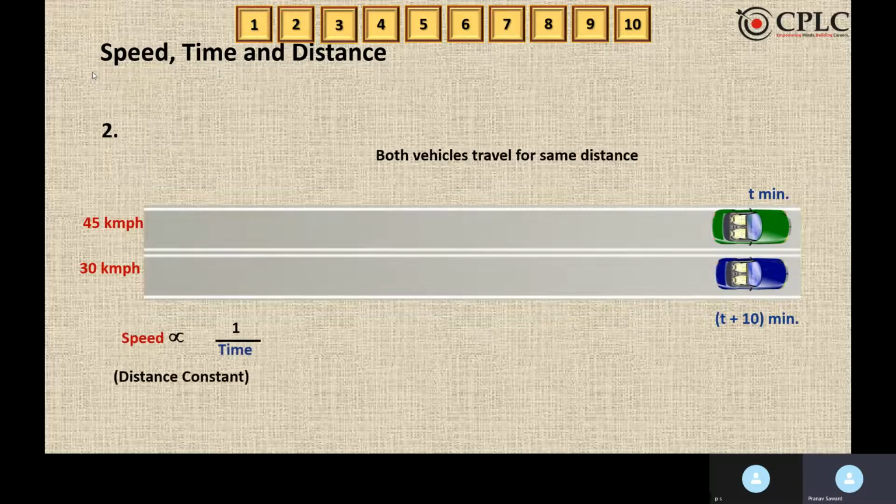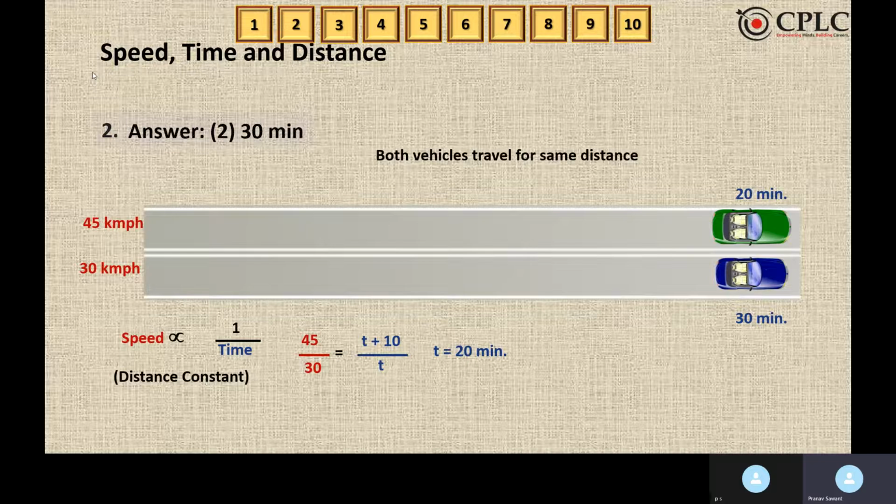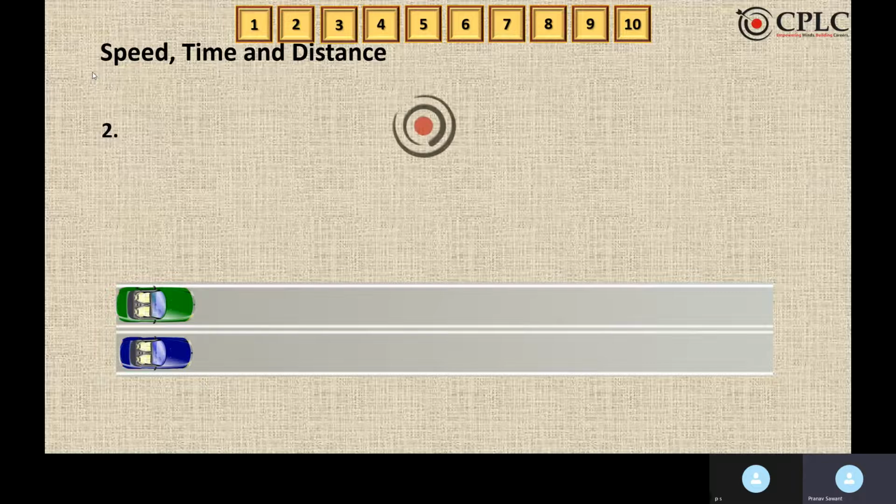Both vehicles travel the same distance, hence distance is constant. The speed is inversely proportional to time. The formula is S1 by S2 is equal to T2 upon T1. Substituting the values will give us this. And now, by using the method of cross multiplication, we'll get the value of T as 20 minutes. So if T is equal to 20 minutes, T plus 10 would be 30 minutes and the answer is 30 minutes. Moving to the next question.